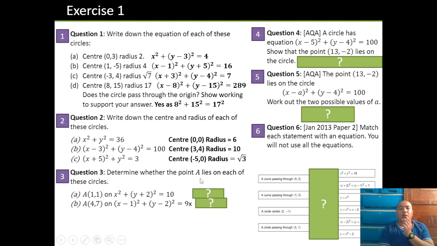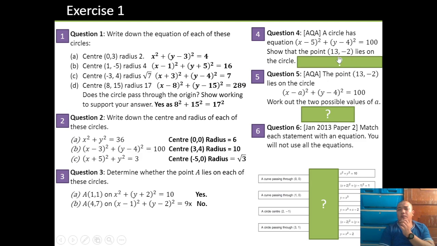Question 3. Determine whether the point A lies on each of the circles. Yes, substitute lang yung x by 1, y by 2. 1 plus 3 squared, 10. 10 equals 10, yes. How about B? No, because 9 plus 25, 34. Okay, they're not equal, so no.